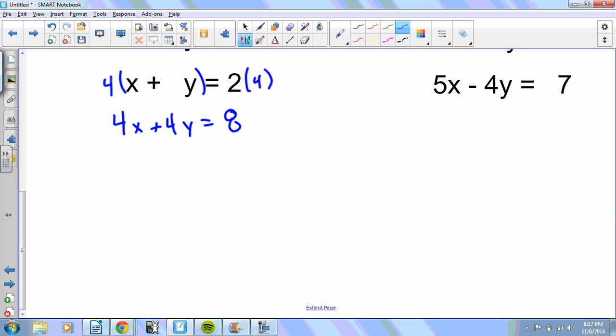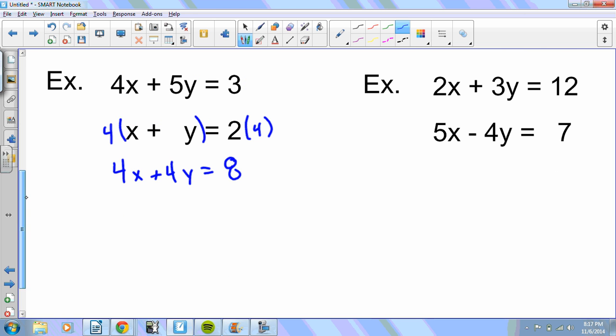Okay. And then I'm going to take the problem I didn't mess with and write that below. So I have 4x plus 5y equals 3. And now as I look, 4x and 4x match. As we said in the last video, when you have coefficients that are the same, we're going to go ahead and subtract those values. So I've got them to match up now. That's what I want. That's good.